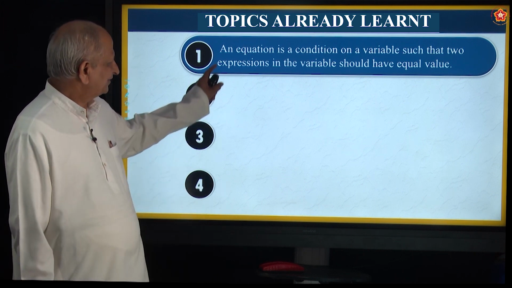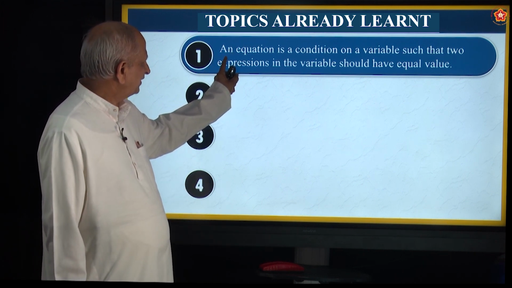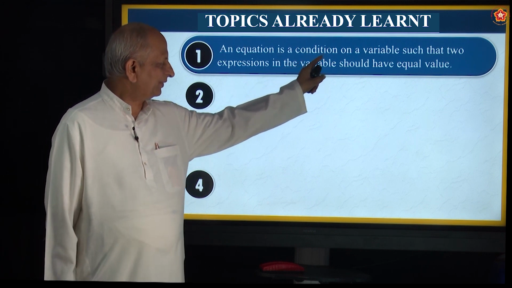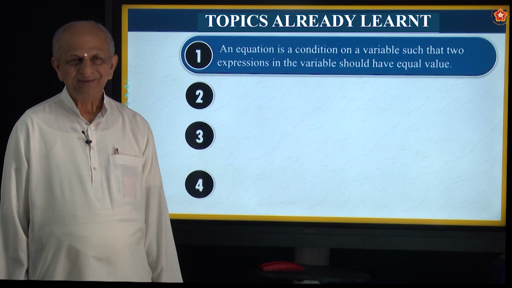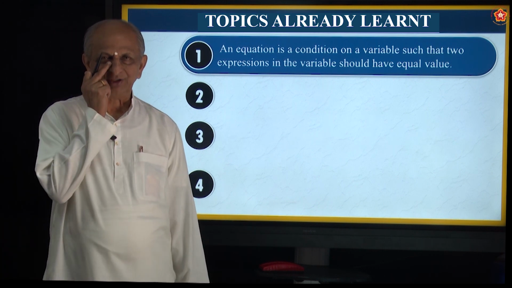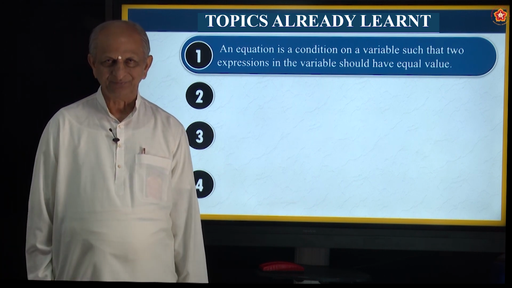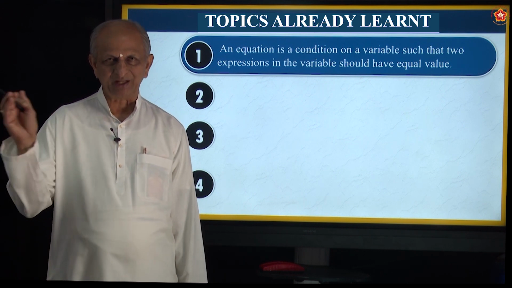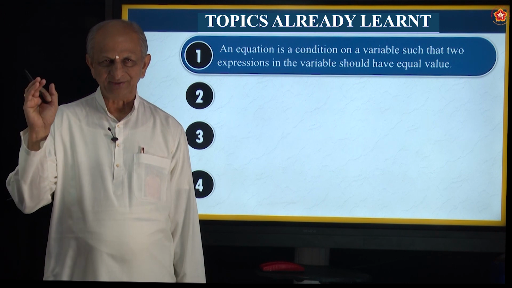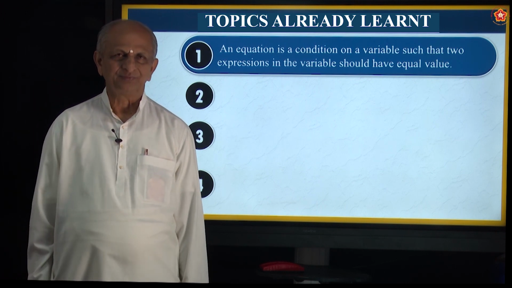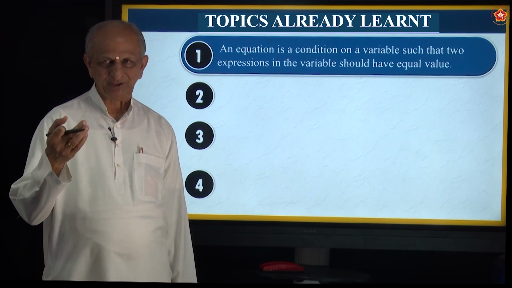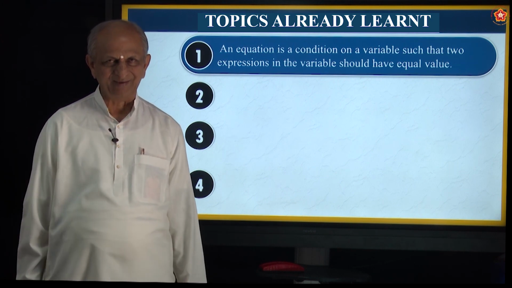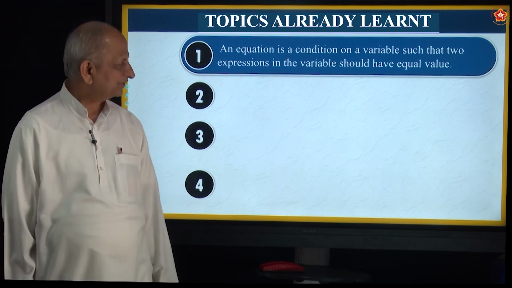See, what about equation? An equation is a condition on a variable. What is a variable? Variable means the value of which is not known. If you say a number like 1, 2, 3, etc., they are constants. The value is known. Variable means, especially English letters we use, A, B, C, X, Y, Z, etc. They are called variables.